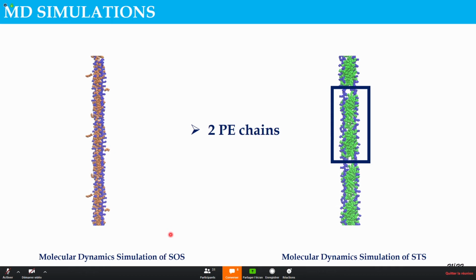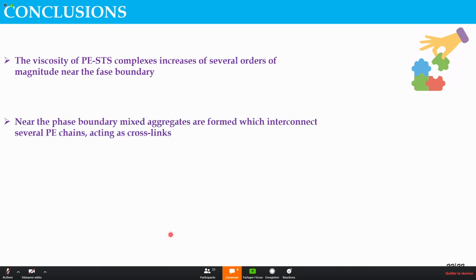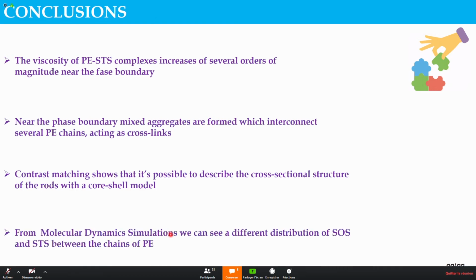So at the end of this discussion, hoping that the message was clear, we can say that the viscosity of these complexes increases when we approach the phase boundary, at least for STS. It's also true that when we go to the phase boundary, mixed aggregates are formed, which are the interconnection between the polyelectrolyte chains. The contrast matching shows that we can describe the cross-section of this aggregate with a core-shell model. And with molecular dynamics simulations, we are able to see how the SOS and STS are organized along the chains.